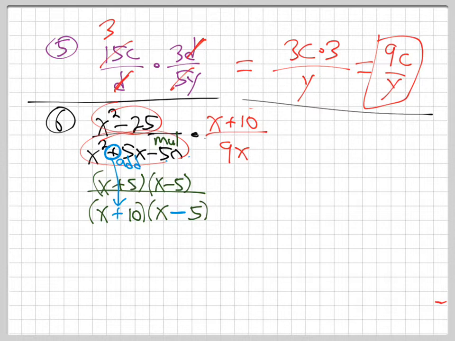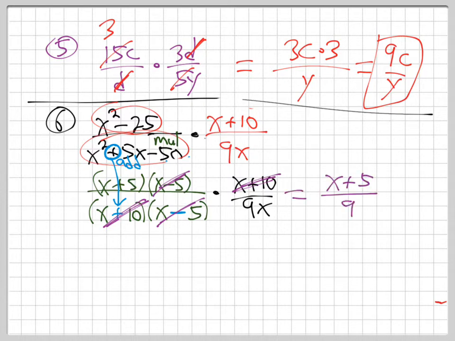And then the back part, bring that down: x plus 10 over 9x. Okay, now we cancel what we can. What can we cancel? A whole lot. The x plus 10s, and x minus 5. You can go straight up and down or diagonally. That's all good. That's it, huh? So x plus 5 on the top, 9x on the bottom. And that's as far as we can go. Is that good? Questions on that one?